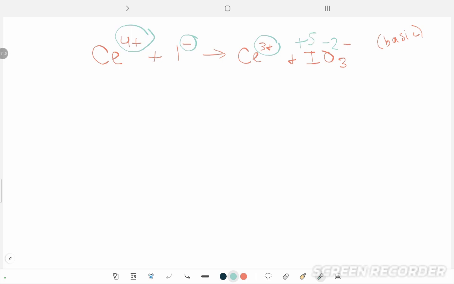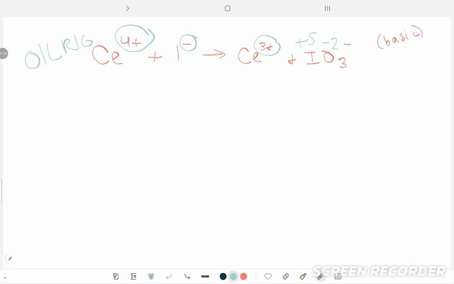So now that you have oxidation numbers, you are going to think of your saying OIL RIG. So oxidation is losing, reduction is gaining. But remember that it is opposite. So even though it says oxidation is losing, it means the charge is going to go up. So you have to think of that when you're trying to figure it out.